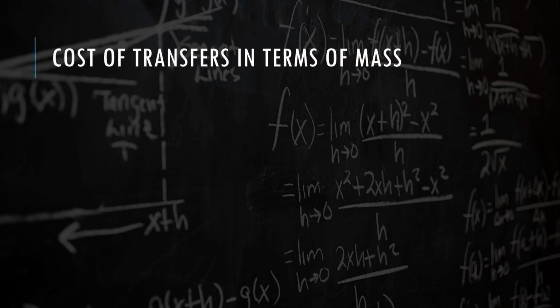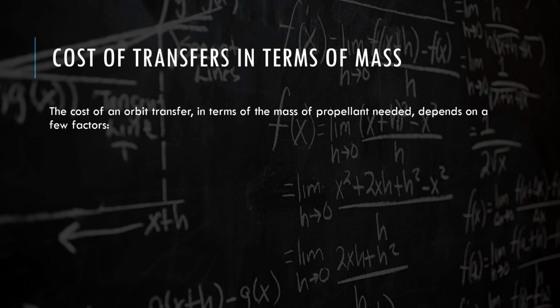Now we reach our next topic, which is cost of transfer in terms of mass. The cost of an orbit transfer in terms of mass of propellant needed depends on a few factors: propellant use, thrust developed, and rate of fuel consumption. These are the three major factors which contribute to the cost of transfer in terms of mass.